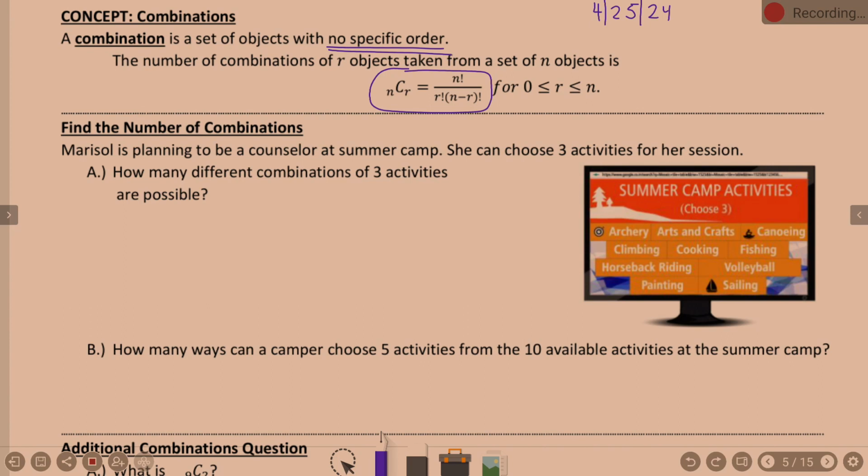Marisol is planning to be a counselor at summer camp. She can choose 3 activities for her session. And you'll notice on the screen there is a list of activities. And the question asks how many different combinations of 3 activities are possible. Now, they specifically use the word combinations. So they are upfront telling us, find the combinations, order does not matter.